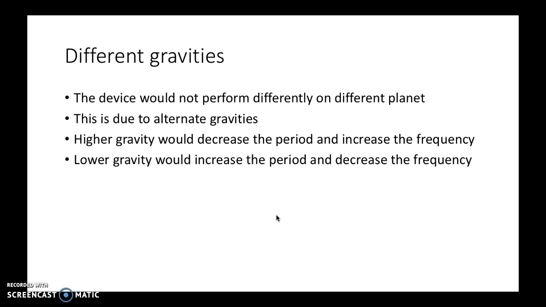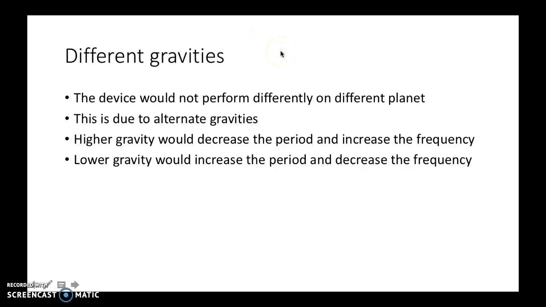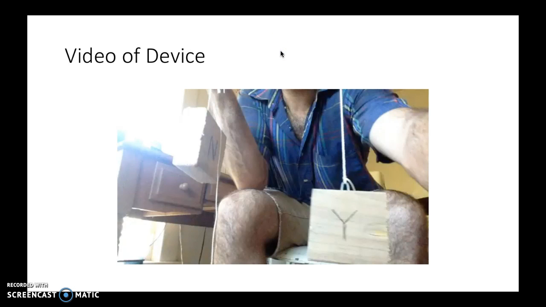Different gravities. To answer this question, this device would not perform differently on a different planet. This is due to alternate gravities. Higher gravity would decrease the period and increase the frequency. You can see that with the equation here. The higher gravity in the denominator, a larger number in the denominator, will decrease the period, which would cause an increase in the frequency. And vice versa if you lower the gravity.